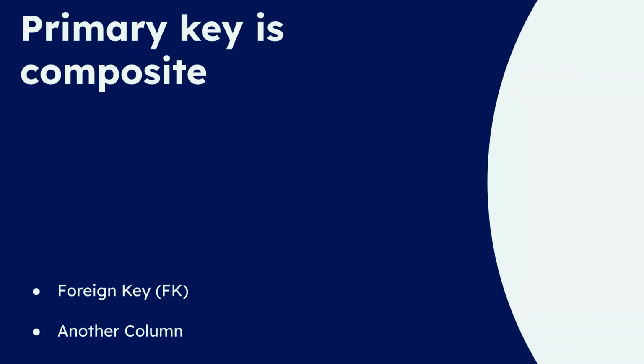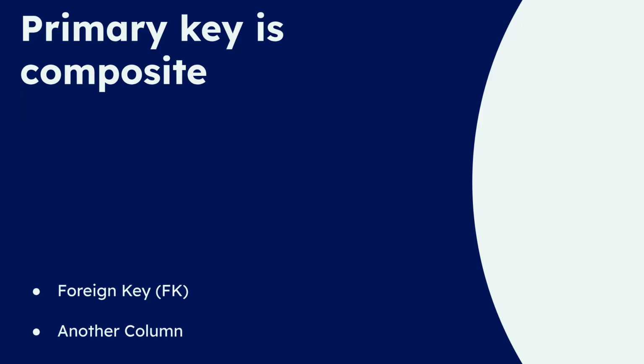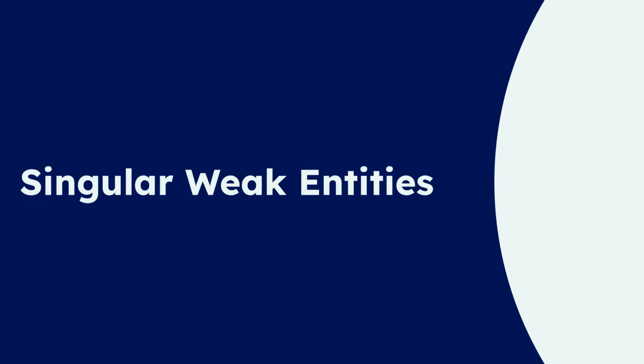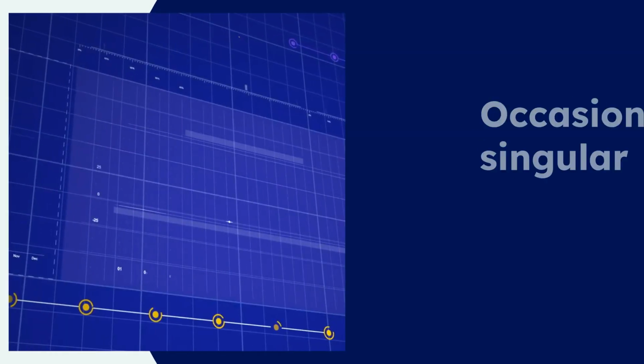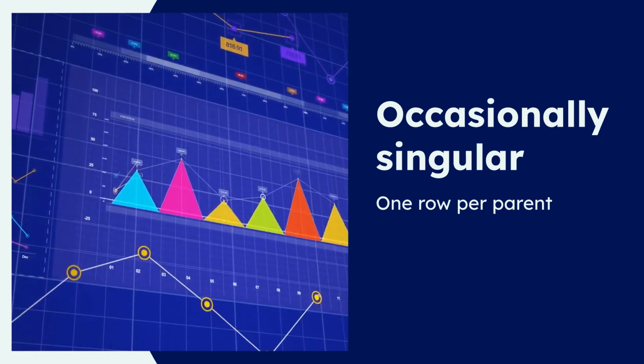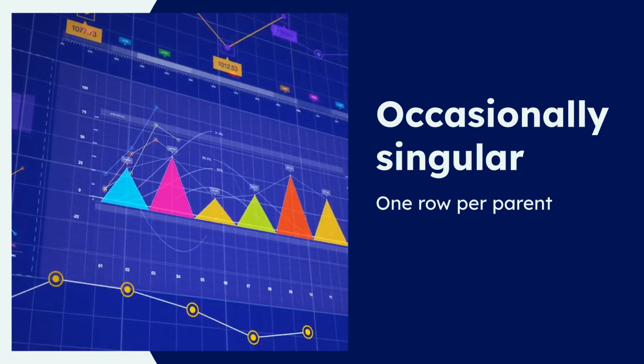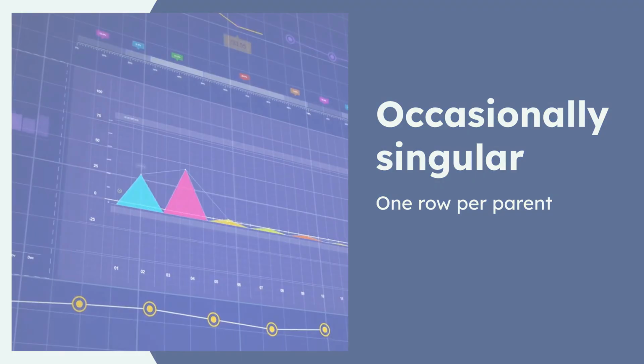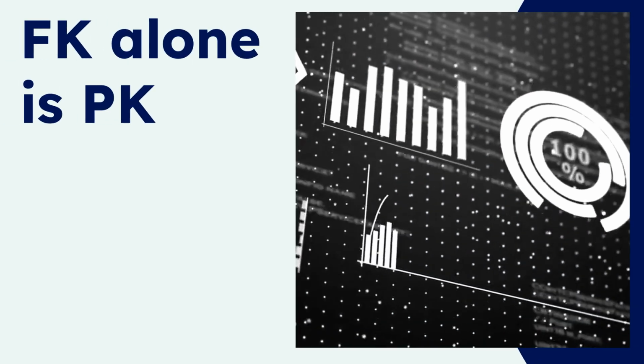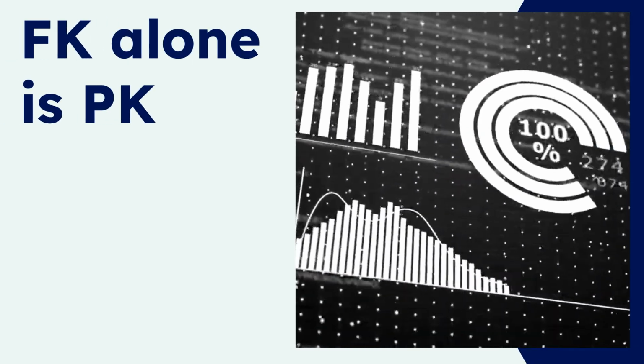When plural, the weak table's primary key is composite. It's made up of the foreign key, plus another column that is unique within the context of the parent. However, sometimes the weak entity is singular. Occasionally, the relationship is one-to-one, meaning the weak entity is singular, with only one row per parent record. In this singular case, the foreign key alone is sufficient to serve as the primary key for the weak table.